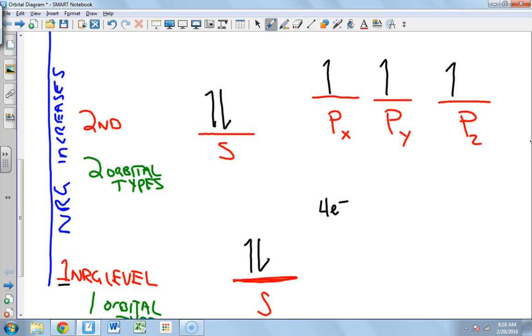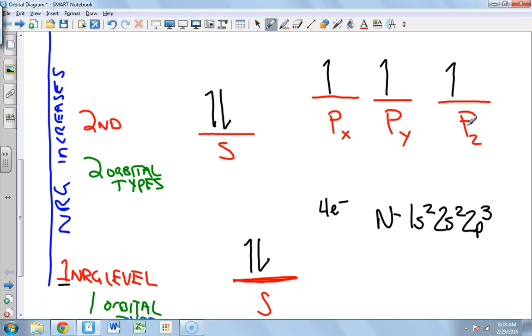So if we're going to do the electron configuration of nitrogen, and it's 7 electrons, look, it's 1s2 and then 2s2, but all we see when we do the p's are 2p and then 3. We don't know where the 3 electrons are, but the orbital diagram shows that we have 1, 2, 3. We have 1 in each of the p orbitals.